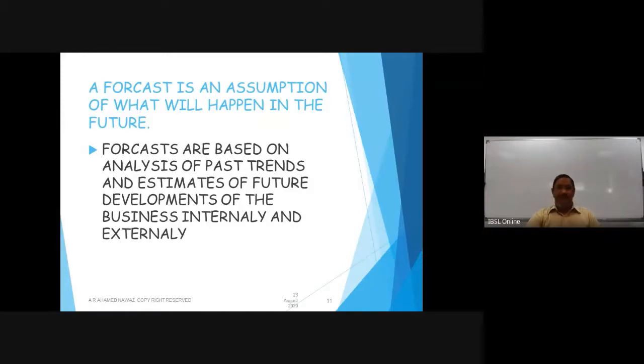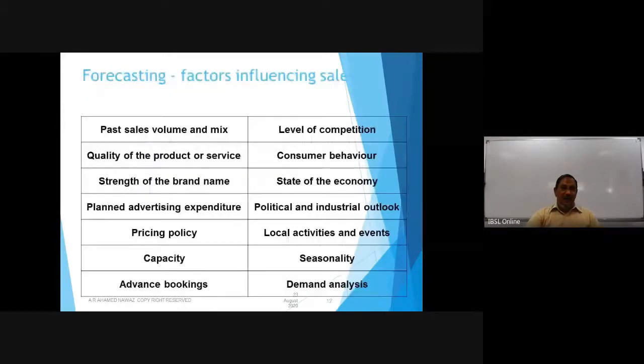Okay? Right. So, what are the factors affecting the sales? When you do sales forecasting, what are the influencing factors for forecasting sales? Past sales volume and the mix. Right? Sales volume: how many items were sold last year? How many kilograms of items were sold? And what is the mix of the sales products?